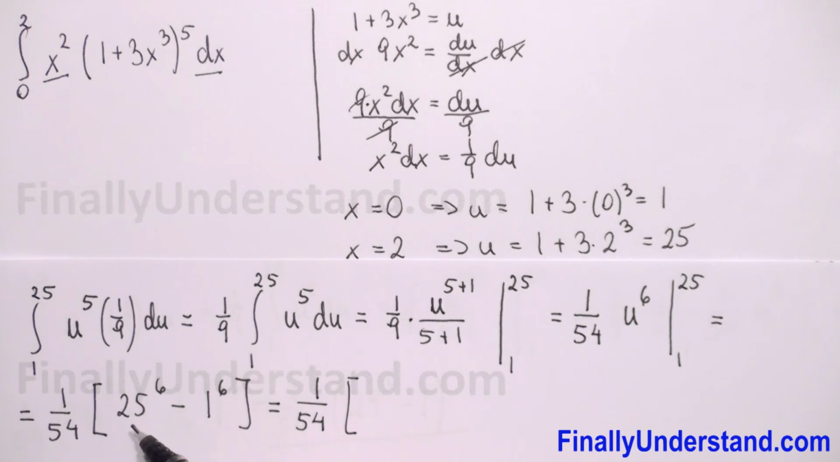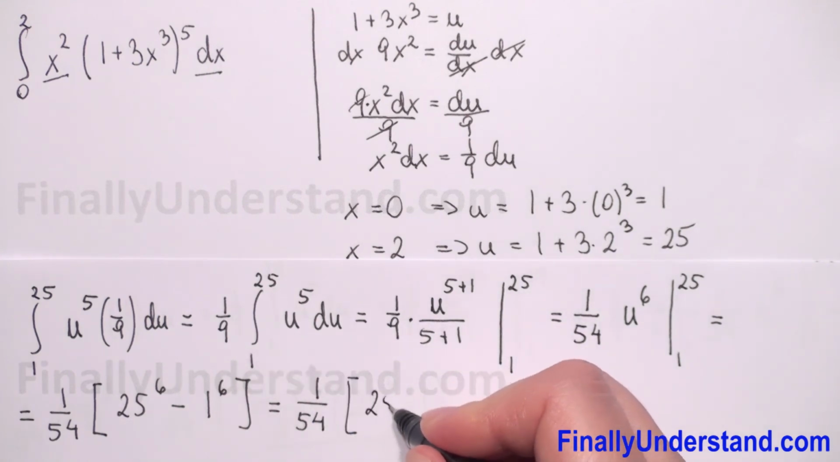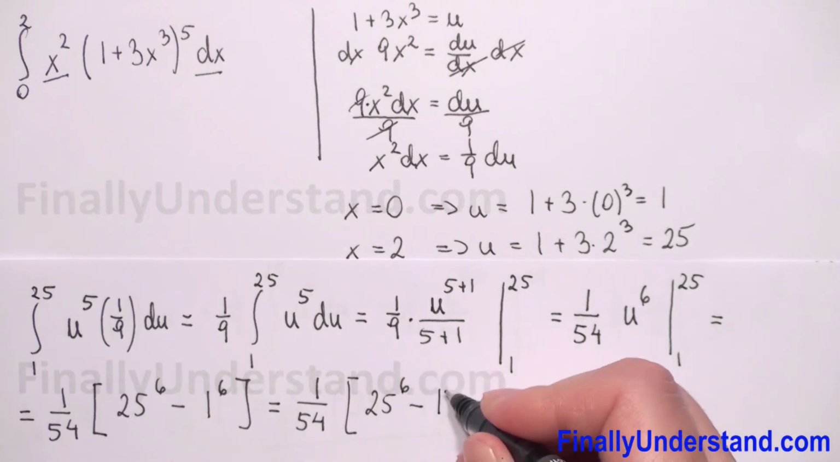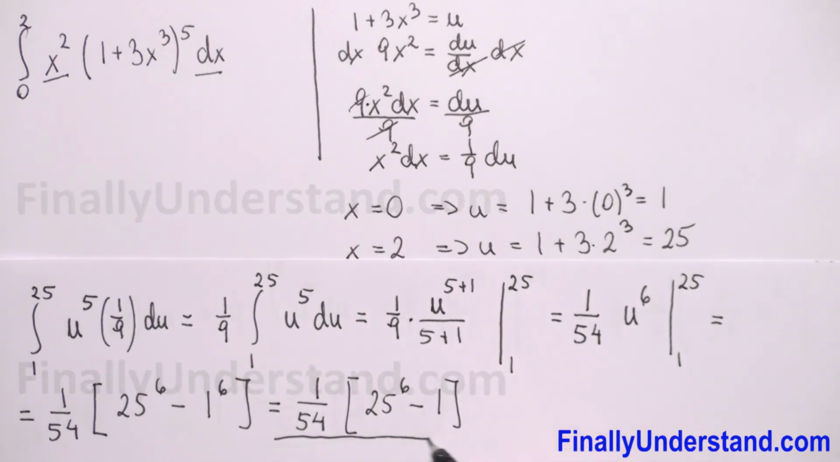This is equal to 1 over 54, and in brackets we will copy 25 to the 6th power minus 1 to the 6th power, which is still 1. This is my solution. If you want, you can always use a calculator and calculate this value.